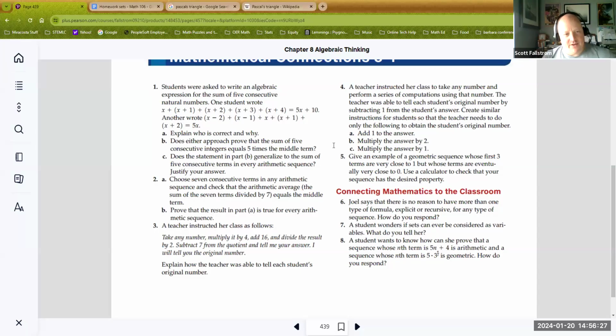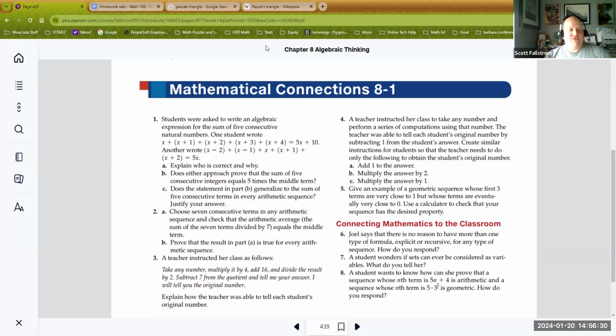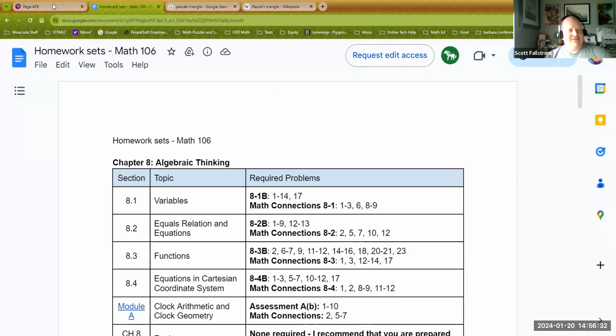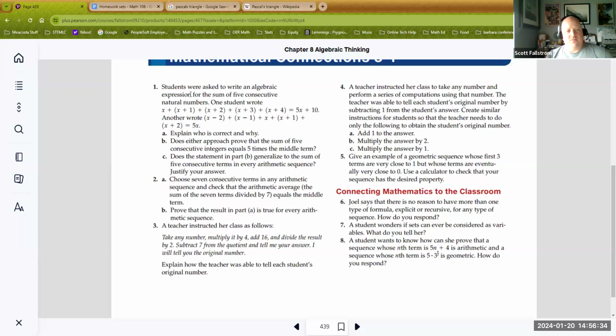Hello, students. We are into 8.1 mathematical connections. Math connections here, 1 through 3, 6, and 8, and 9. So what we've got is someone writing things in an algebraic way.